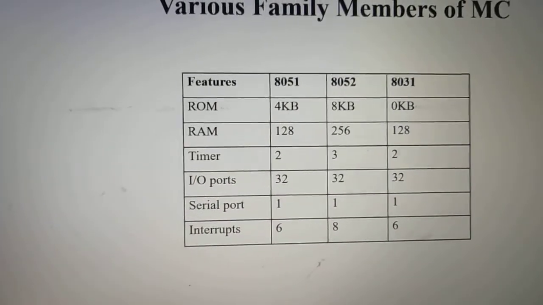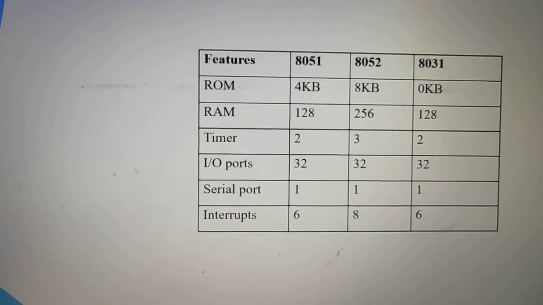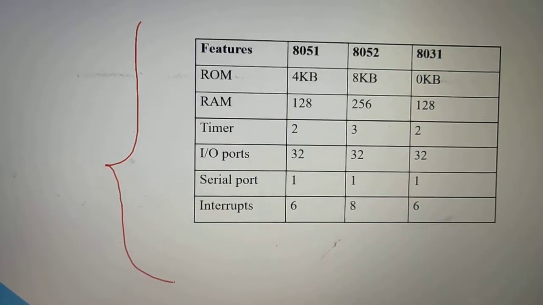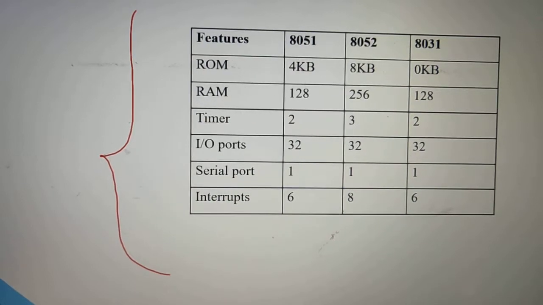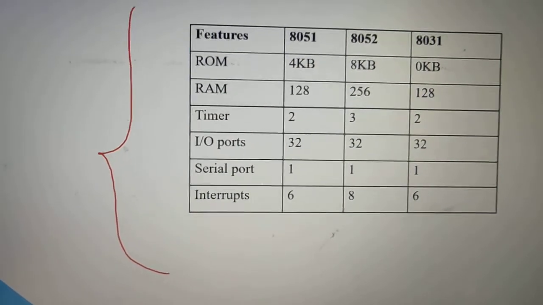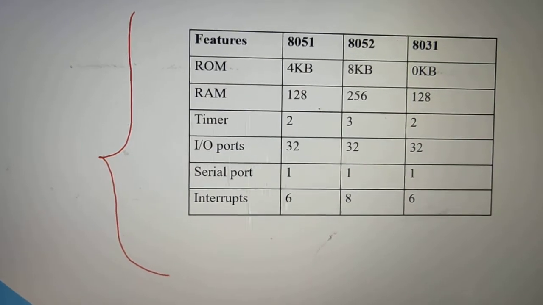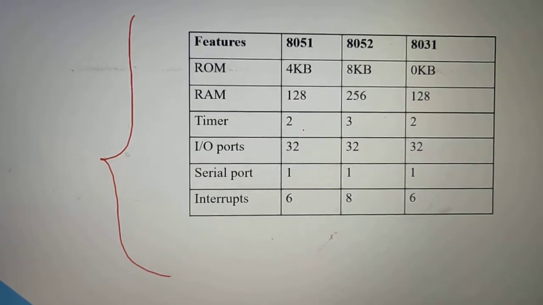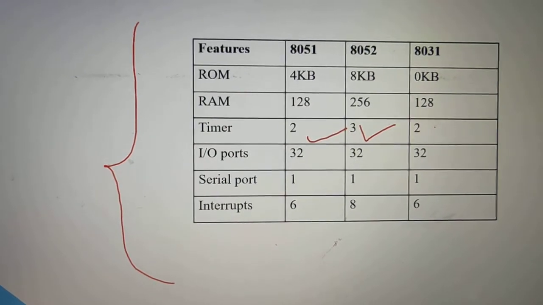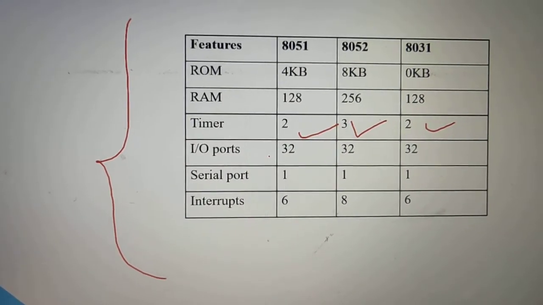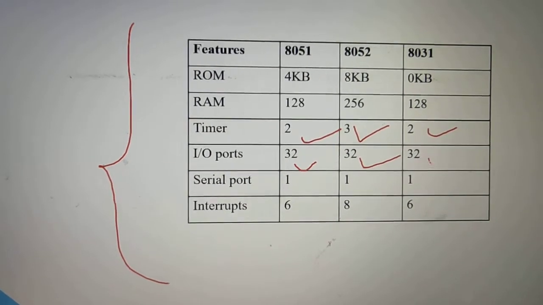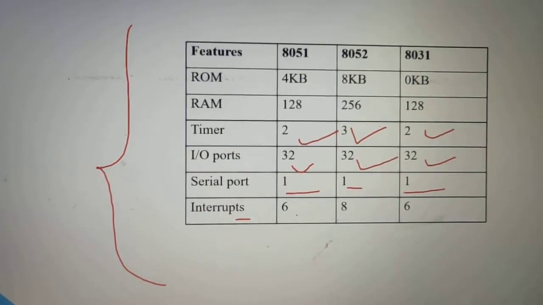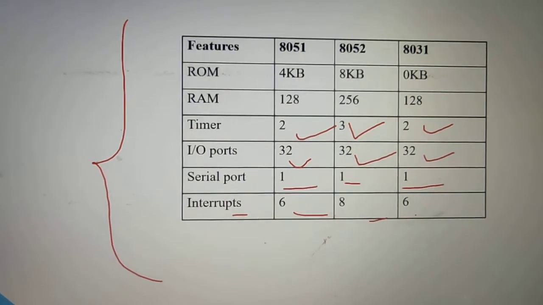Next, what are the various family members? Other than the 8051, the family members included are the 8052 and 8031. The features we are comparing are ROM, RAM, timers, IO ports, serial ports and interrupts. The ROM size for the 8051 is 4 kilobytes, for the 8052 it is 8 kilobytes, and for the 8031 it is 0 kilobytes. RAM size is 128 for the 8051, 256 for the 8052, and 128 for the 8031. Timers are 2 in the 8051, 3 in the 8052, and 2 in the 8031. Input and output ports are 32 for all three. Serial ports are 1 for all three family members. Interrupts are 6 for the 8051, 8 for the 8052, and 6 for the 8031.